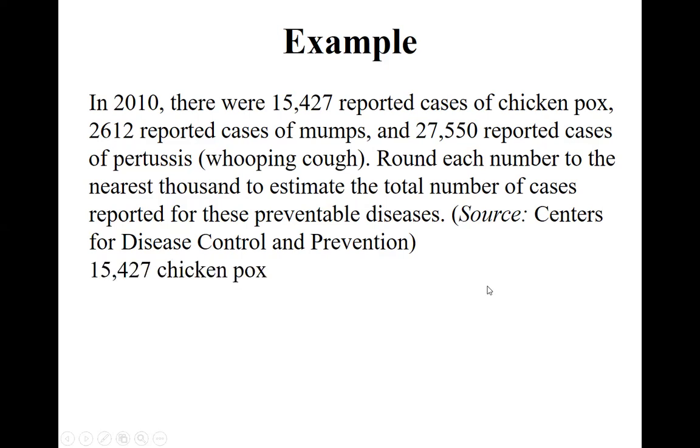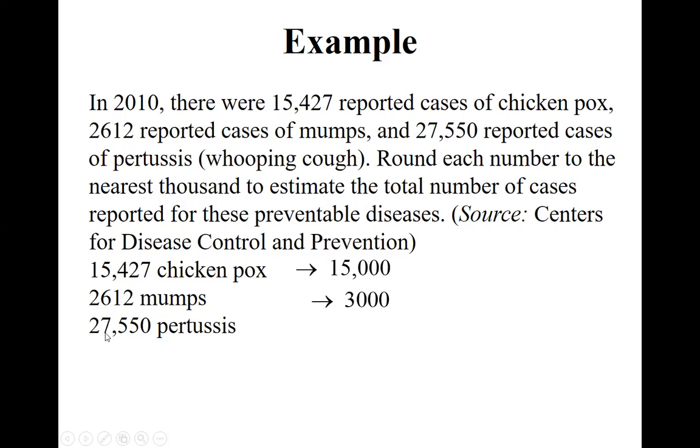So we take our actual amounts and we round each to the nearest thousand. So 15,427 rounds down to 15,000. 2,612 rounds up to 3,000. 27,550 rounds up to 28,000. That's 18 and 28. That's 46. So the estimate is 46,000. A lot easier to get to than the exact, but it's only an approximation. And that's it for this topic.